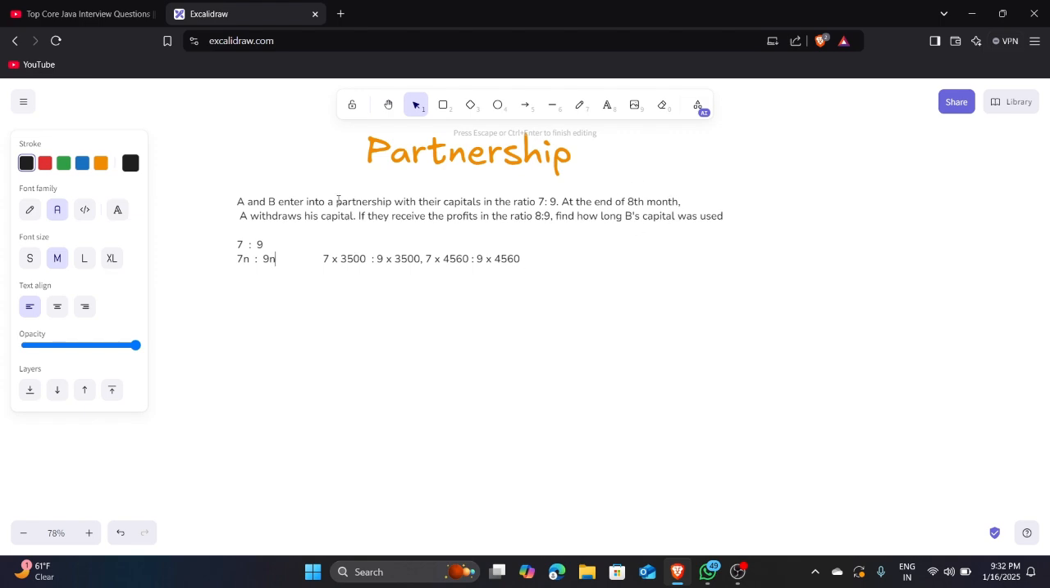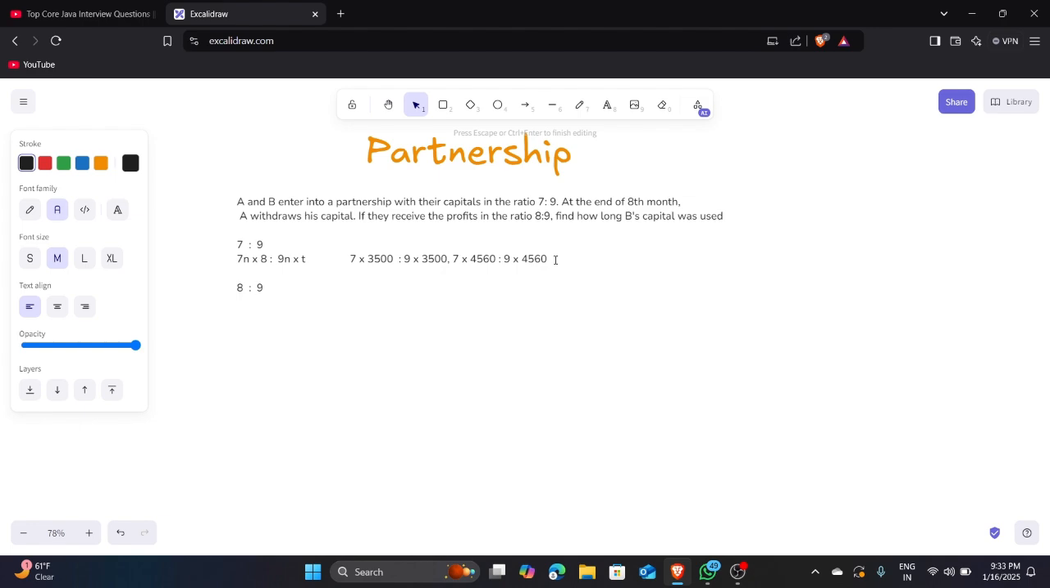At the end of 8 months, A withdraws his capital. So if A gives this much capital for 8 months, we multiply it with time also; only then can we get the total work he did for the business, if we multiply time and money. Similarly, if they receive the profit in the ratio 8:9, find how long B's capital was used. Here also we consider some number as t. So the new capital after the time is in the ratio 8:9.